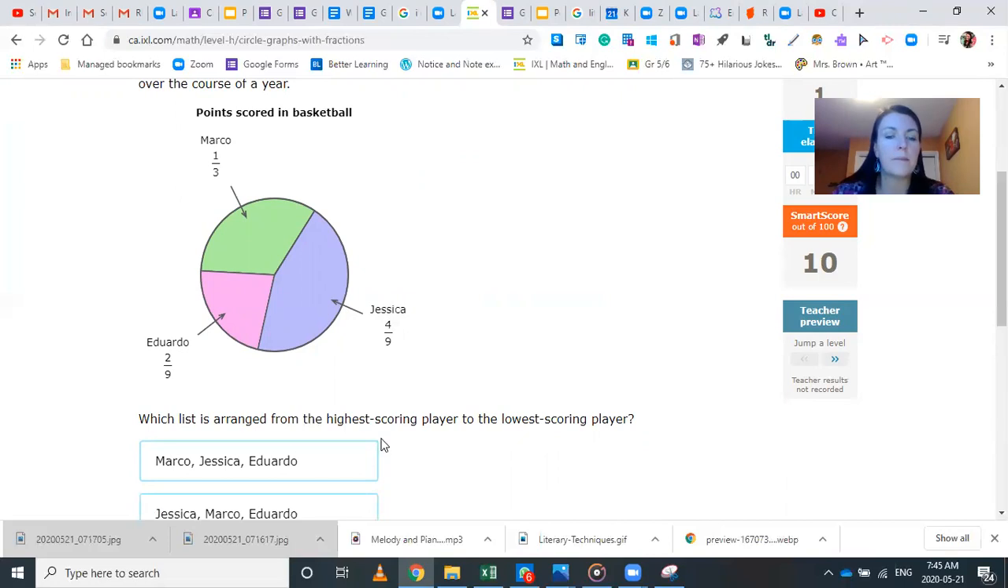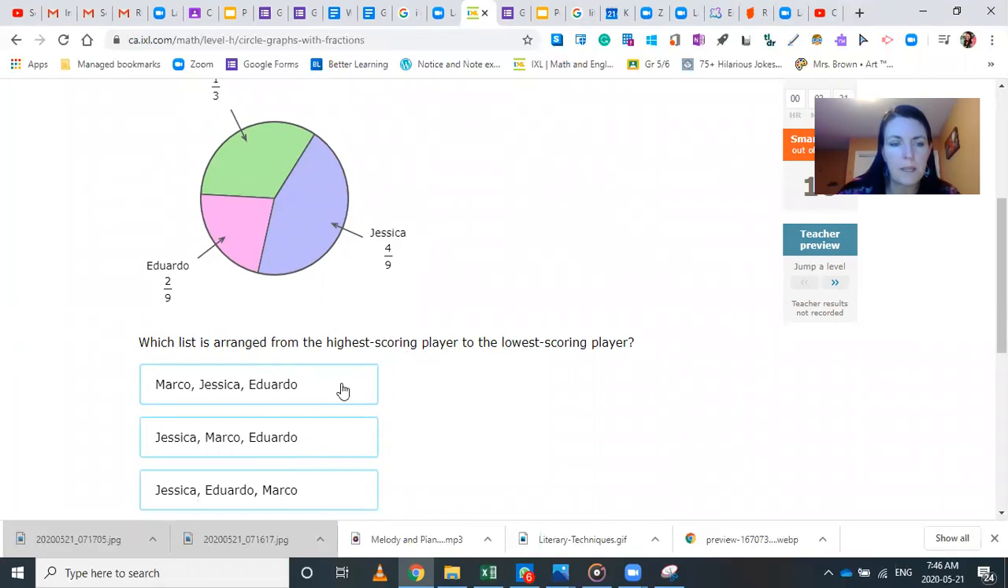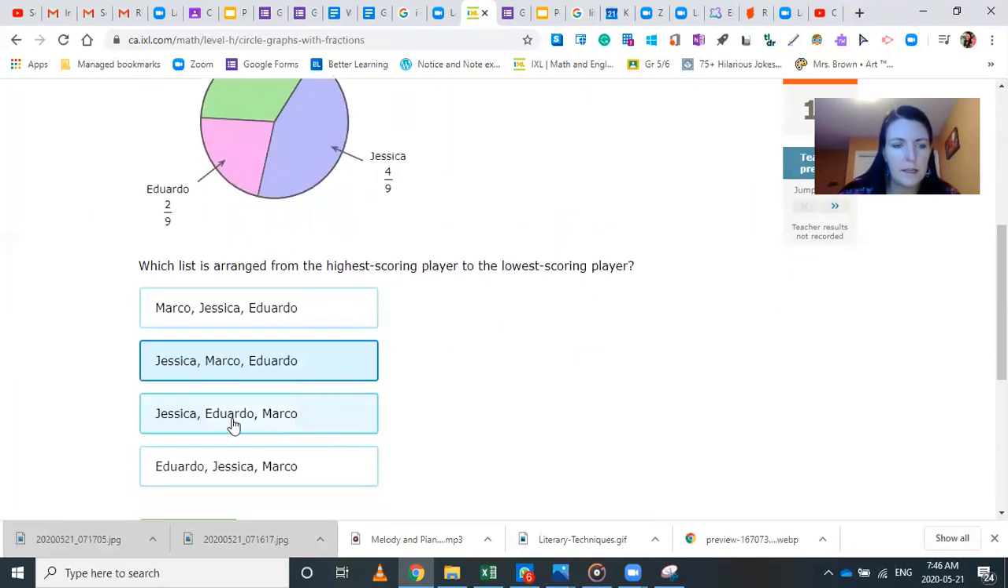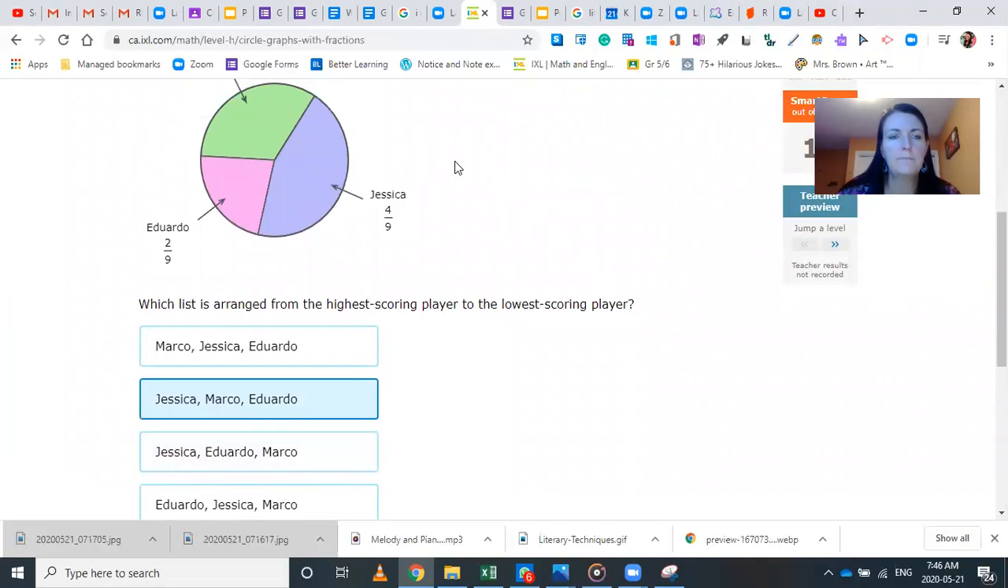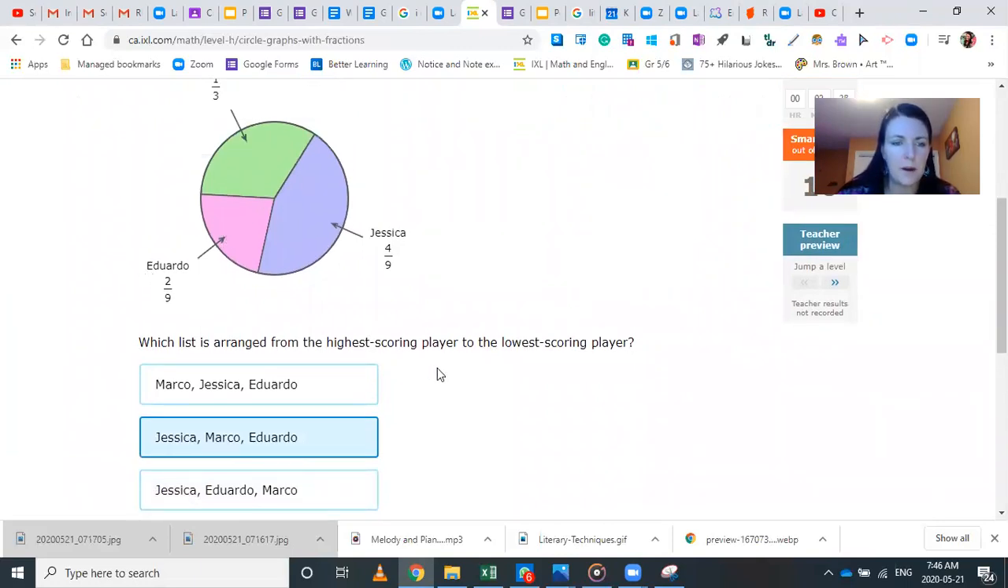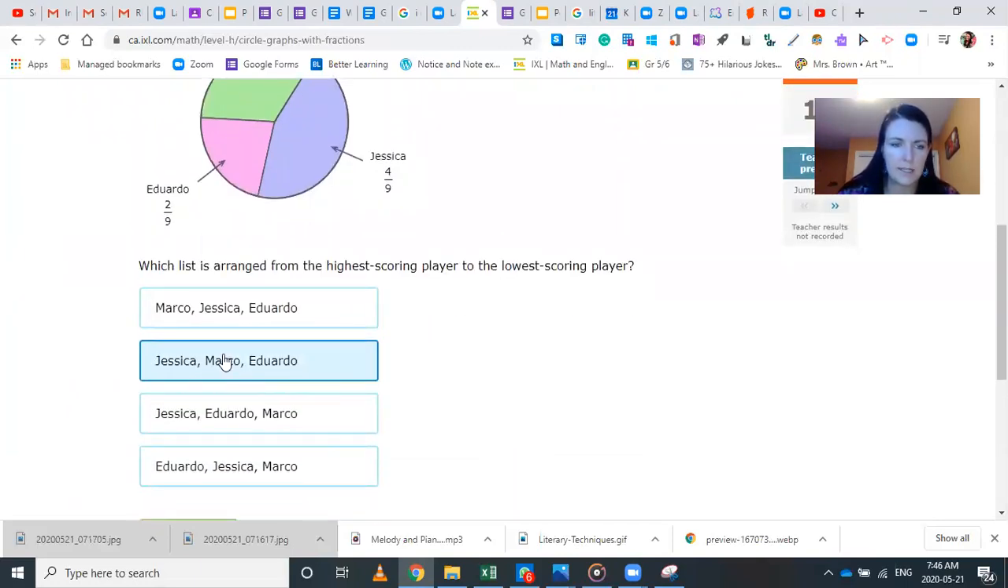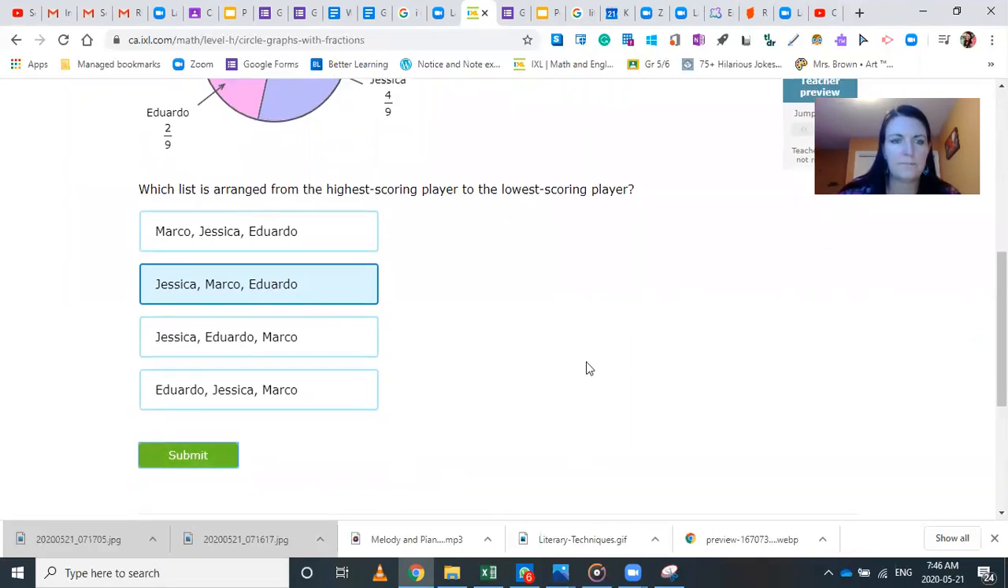So the highest scoring player is the one that has the biggest chunk of the pizza pie, whatever, right? So Jessica has the biggest one, and then next would be Marco, and ending with Eduardo being the least or the lowest scoring player. So we've got to look for the list that starts with Jessica. Here we go. Jessica, there's 2 that start with Jessica. We've got to look for the one that ends with Eduardo. Is that the correct one? Yes, it is. Jessica, Marco, Eduardo.